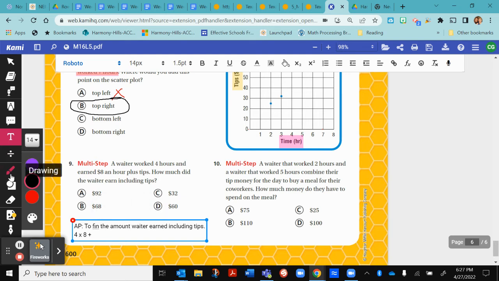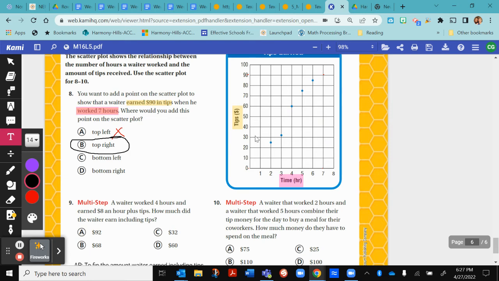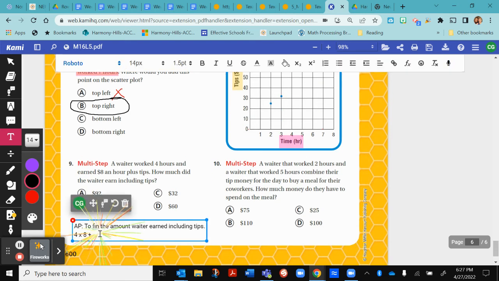So I'm coming over here and I'm looking at, he worked 4 hours. So I'm going over to 4 hours. And how much did the waiter earn in tips? So I'm going to move up here. And this is how much. So I'm coming up here. That waiter earned $60. So I'm going to have plus 60. See how that is? I don't need to put the parentheses because order of operations means I need to multiply first, then add. So now I'm going to solve this.